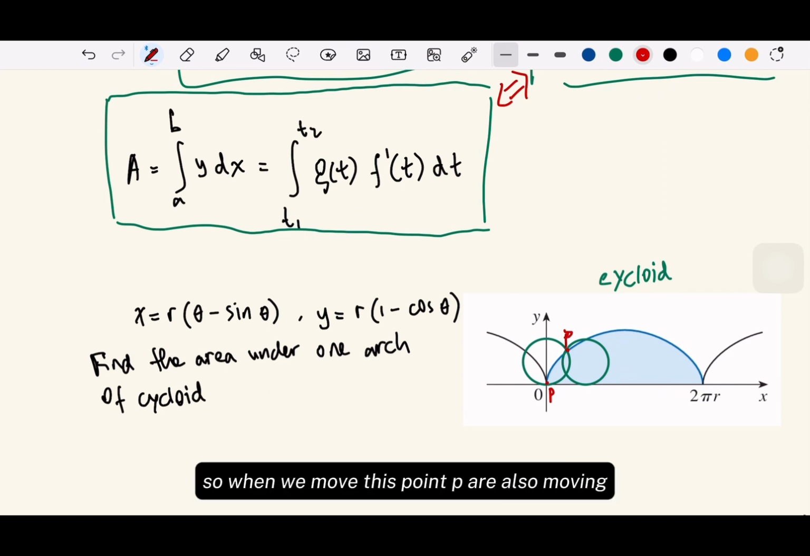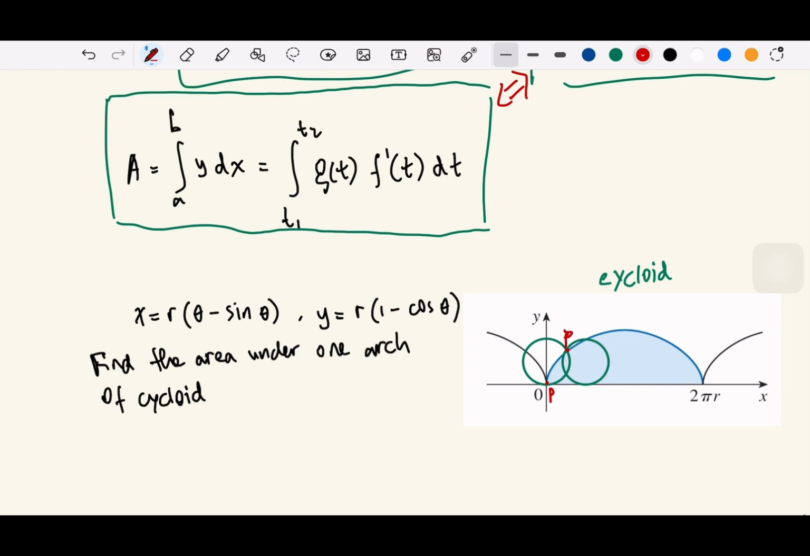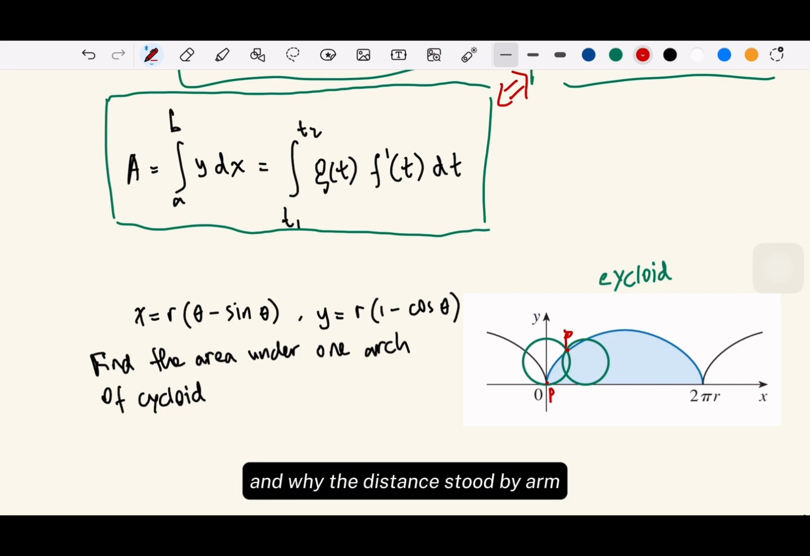So when we move this point P, the cycloid is actually the movement of this point P, and it's moving like this. And why is the distance 2 pi r? Because it's exactly from this point. All the points will be on the distance every time it's moving. So that's why it's 2 pi r.